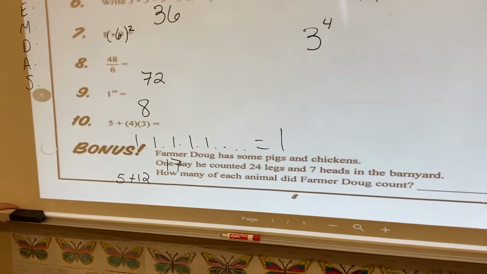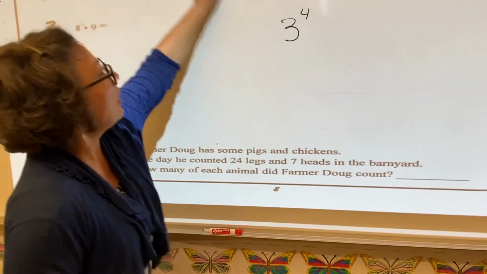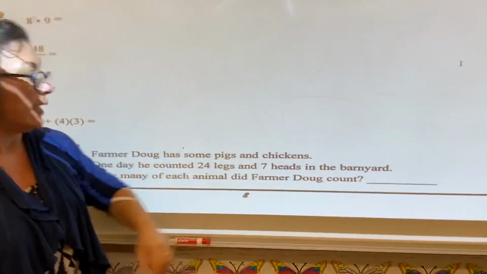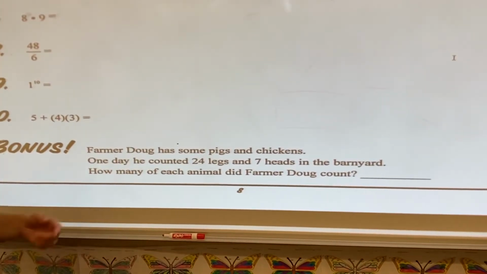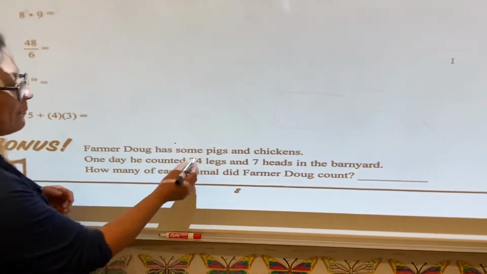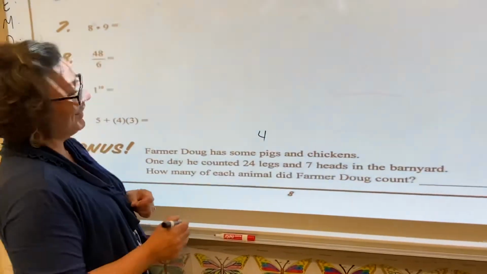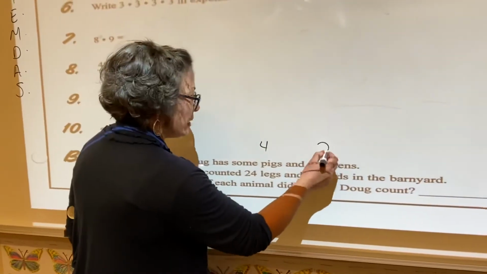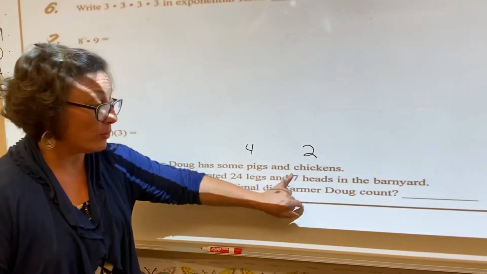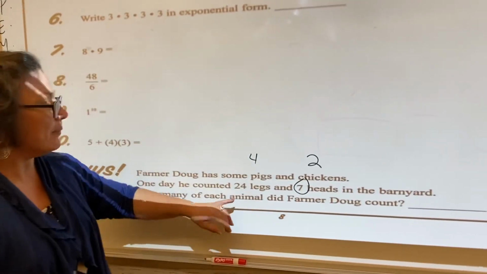All right, so we have Farmer Dog who has some pigs and chickens. One day he counted 24 legs and 7 heads in the barnyard. How many of each animal did Farmer Dog count? So again, we have 24 legs. What kind of animals do we have? Pigs. What we know about pigs is that they have 4 legs. Chickens have only 2, the last time I checked. So if you have a total of 24 legs, and you must have 7 heads, hopefully you don't have any abnormal animals.